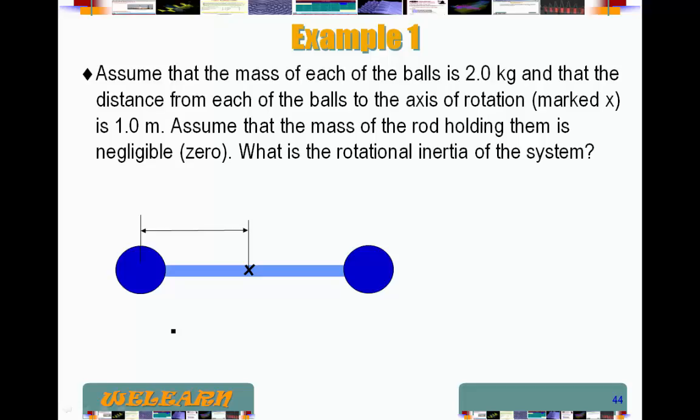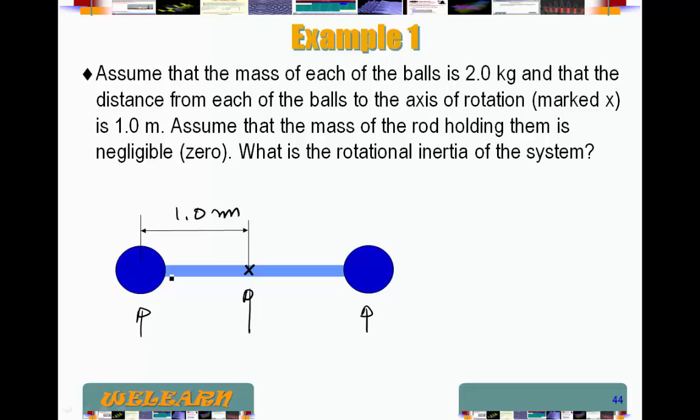Okay, let's work this example. We have here two identical masses. They are in dark blue here. They are both 2 kilograms each. And we are told that the distance from the axis of rotation that's pointed as x is 1.0 meters.